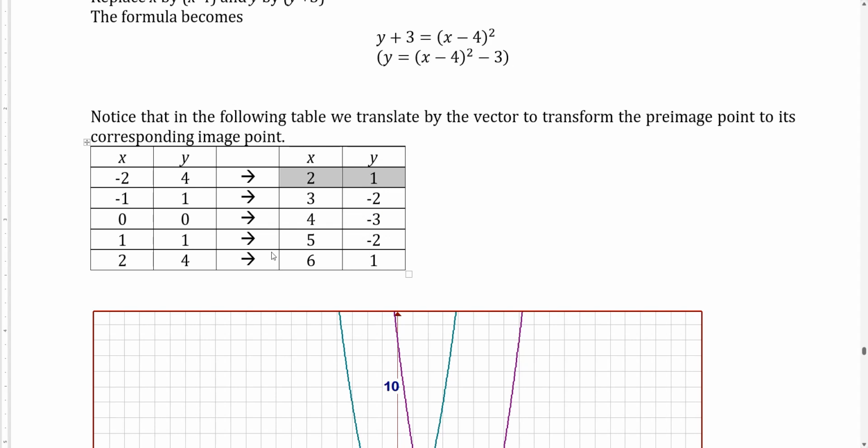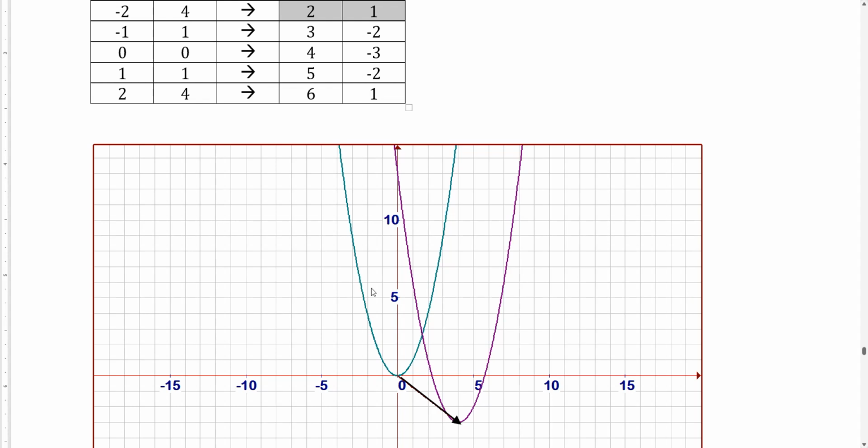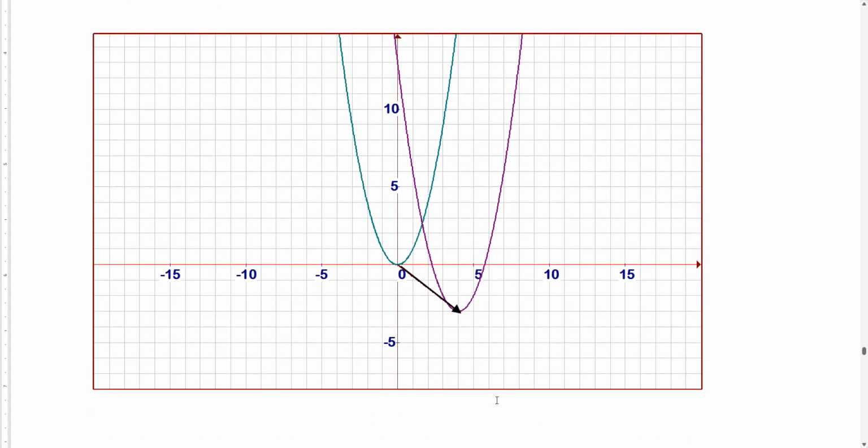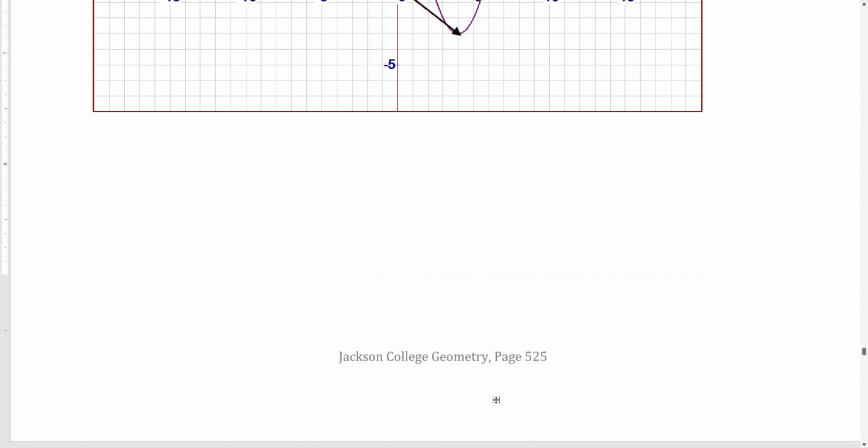And so you just do that for all the points, and you can see them. Draw any one of the vectors from one of these points, the pre-image point, to the image point. You get a copy of that vector, 4, negative 3. So that's how you can do general translations with a coordinate system.